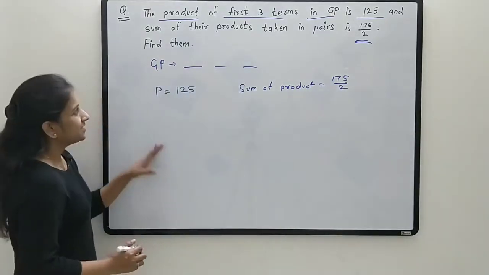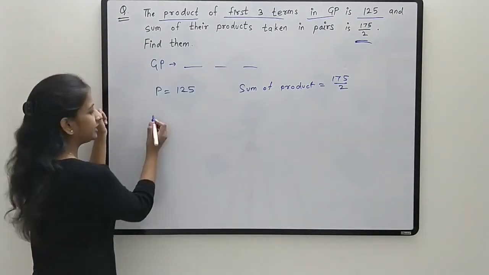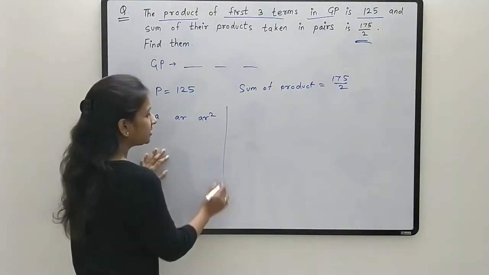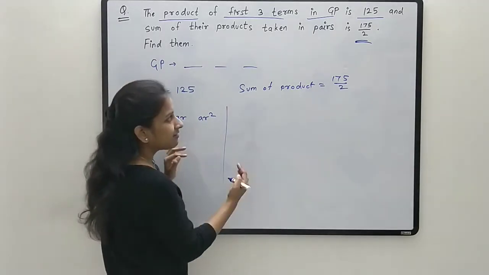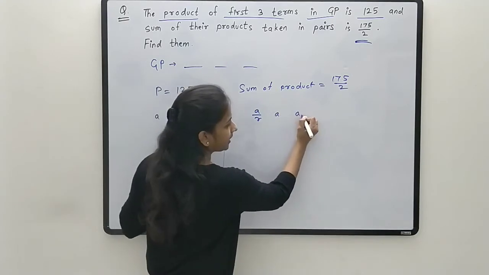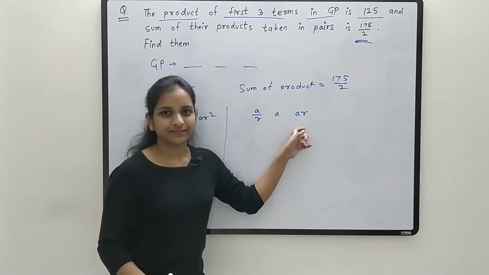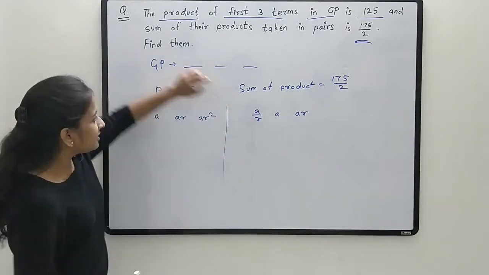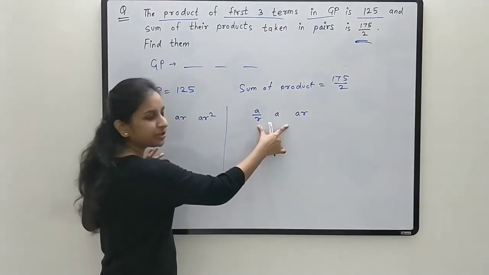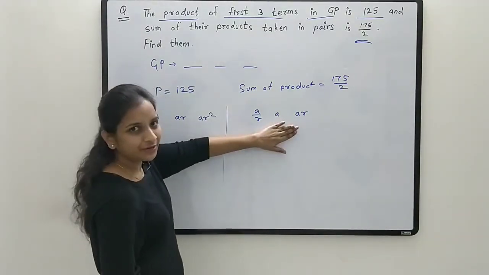Let's solve this together. See, for the GP, 3 terms can be anything. If we take general terms, then the 3 terms are A, AR and AR square. We can solve the question using this, or it is advisable to take the terms like this: A by R, A and AR. Here the common ratio is R. First term is this, second term is this, third is this. See, why is it advisable? When you find the product of the 3 terms, then R and R get cancelled. Only the A cube term will be there, and you can find A.